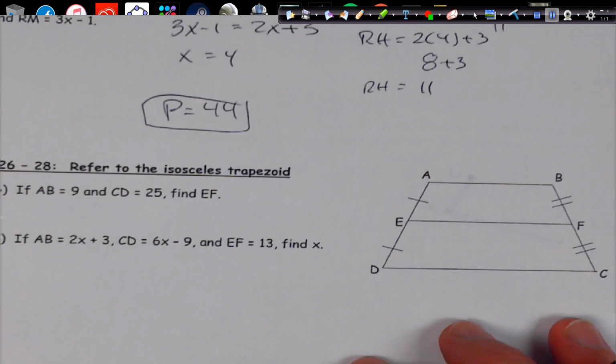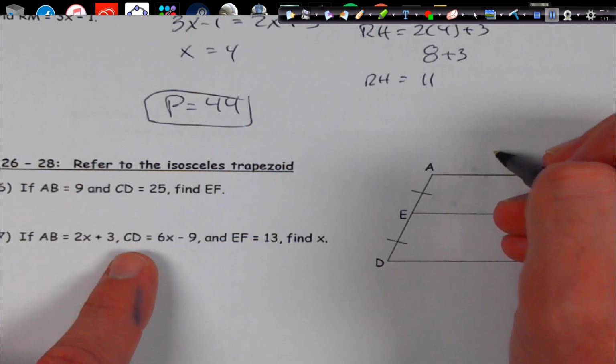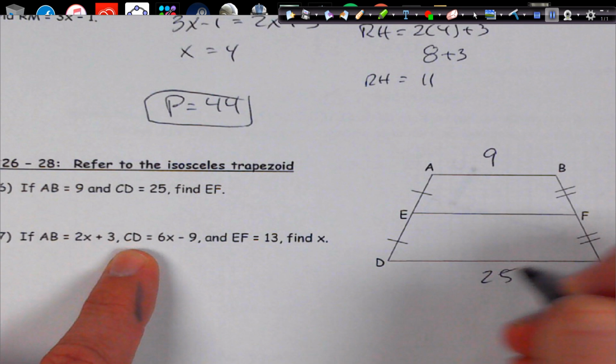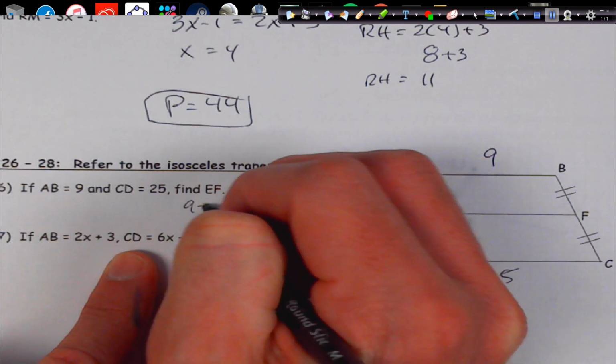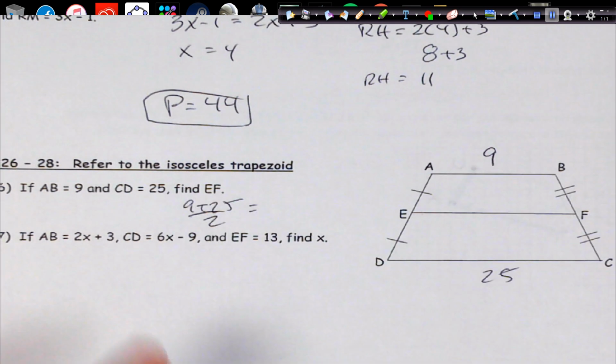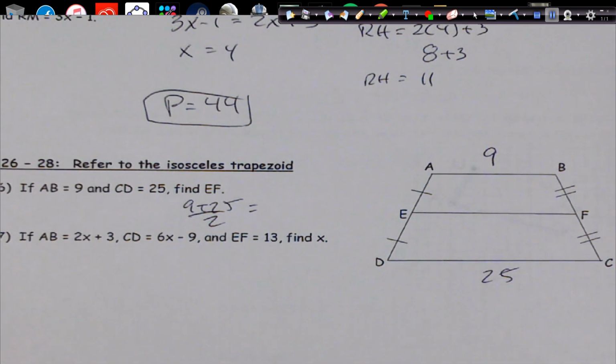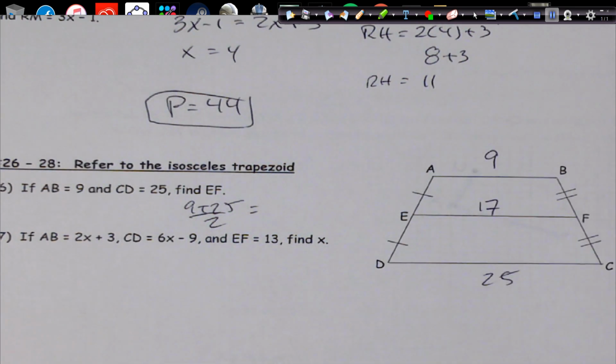Alright, last one. Isosceles trapezoid. AB is 9, CD is 25, find EF. All I gotta do is add them together and divide by 2. And that's going to give me 17 for EF.